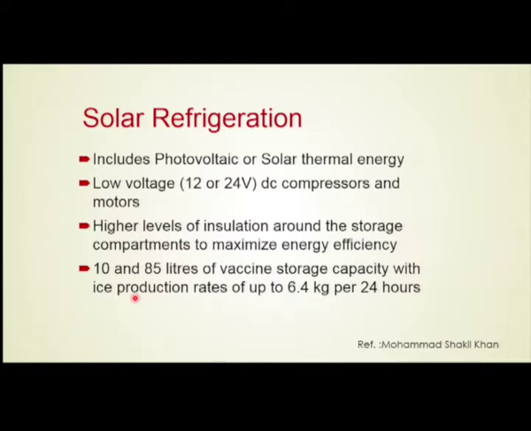It can be used for 10 to 85 liters of storing vaccines. We need this important medical application of storage of vaccines, because some of the vaccines are to be stored at lower temperature. So we can build solar refrigeration units with 10 to 85 liters of vaccine storage capacity, with ice production rates of up to 6.4 kilogram per 24 hours. In a day we can produce up to 6.4 kilogram.